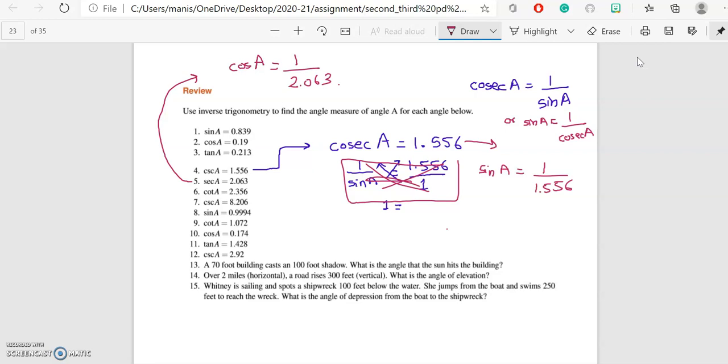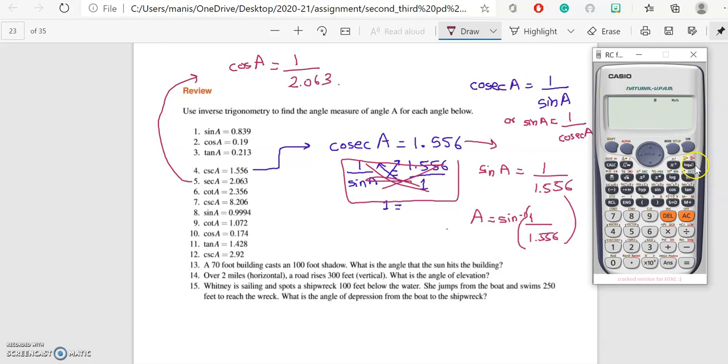Now, to find the value of A, it will look like this to you: sine inverse 1 over, let me draw my parentheses over here, 1.556. So in my calculator this time I will type in a fraction. So this is my calculator over here. You will use the shift, sine inverse. You'll press the fraction button, 1 divided by 1.556, and I will close my parentheses, and my answer is what?